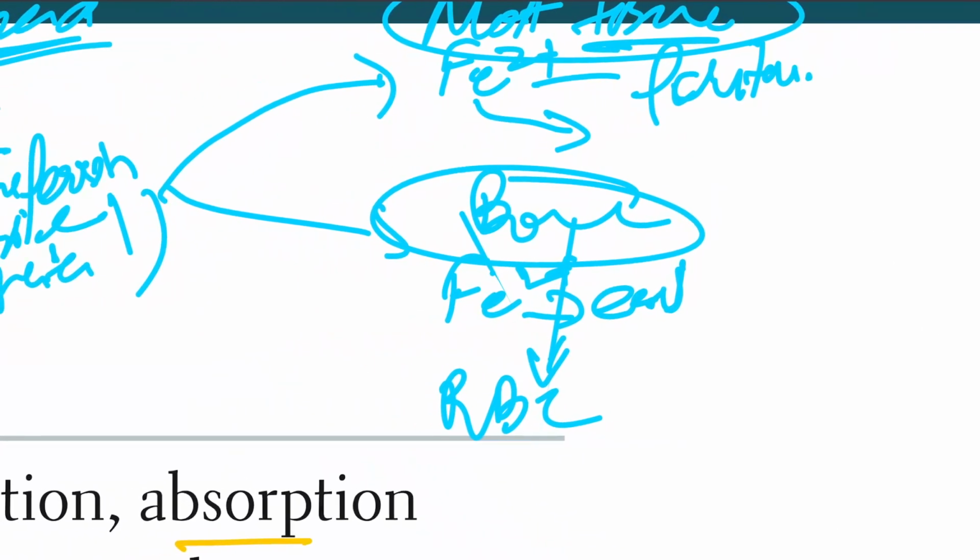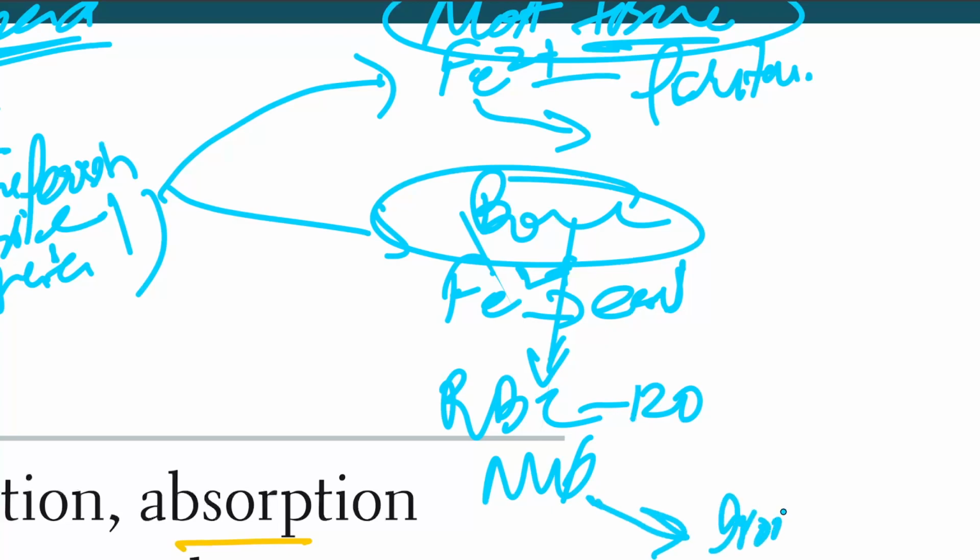Now, when the RBC gets turned over, RBC has a life of 120 days, it gets turned over by the macrophages and gets destroyed in the spleen. That iron doesn't just go into the blood and go out. No, it stays within the body.